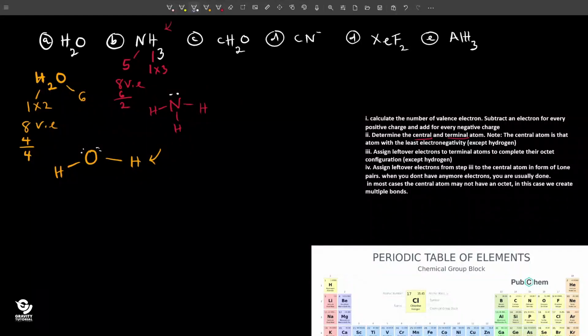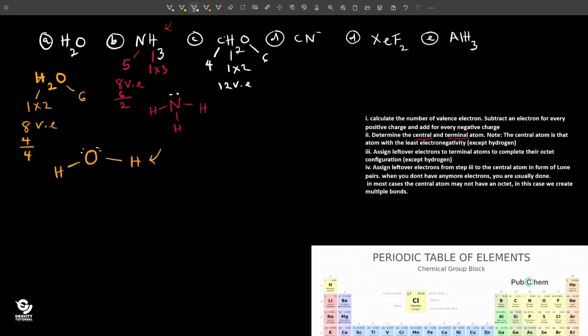Let's take a look at the next example where we have CH2O. Again, the number of valence electrons. Here we have 4. Here we have 1 times 2. And here we have 6. So 4 plus 2 will give me 6. 6 plus 6 will give me a total of 12 valence electrons.